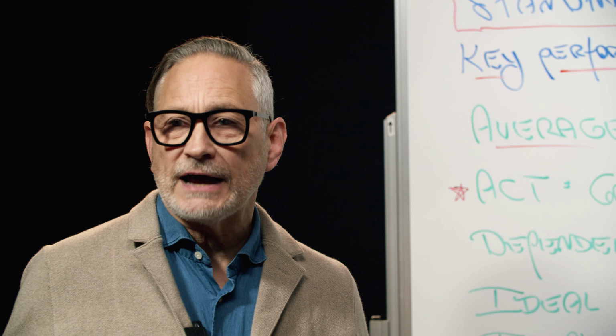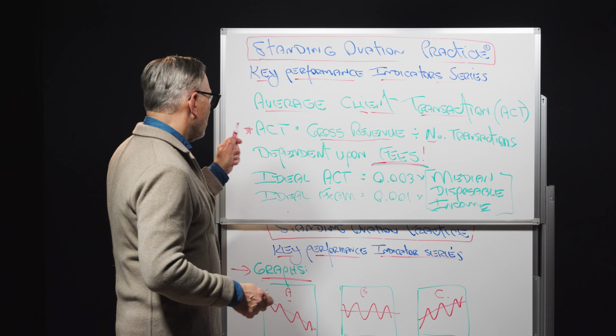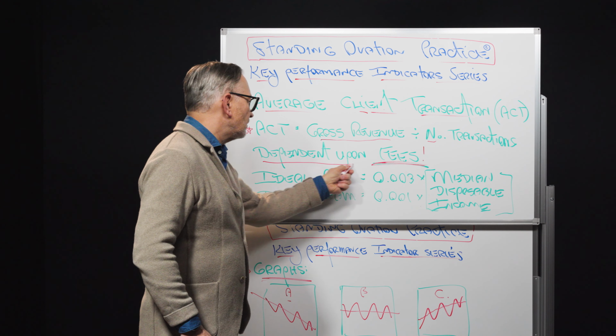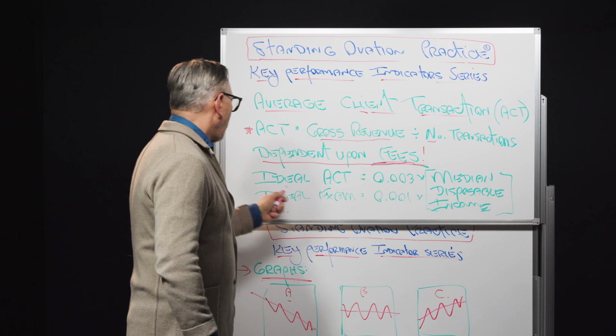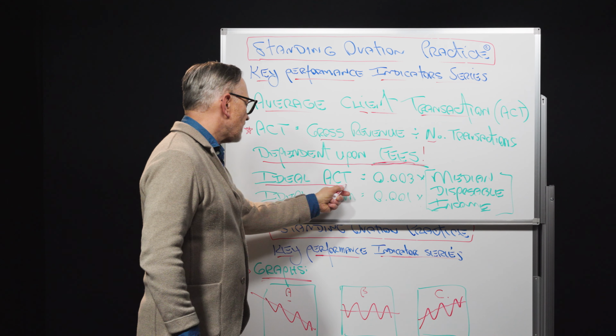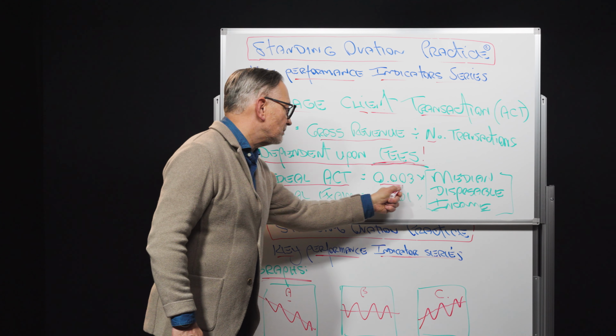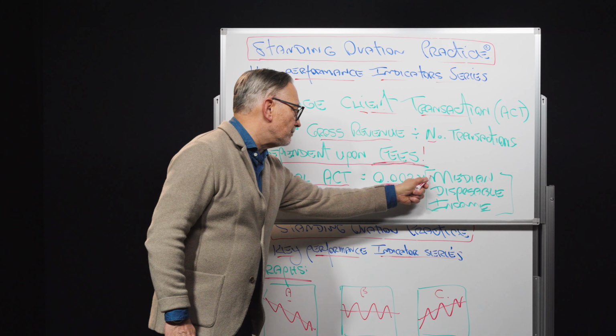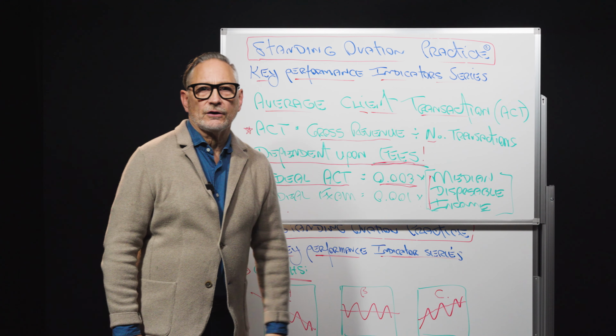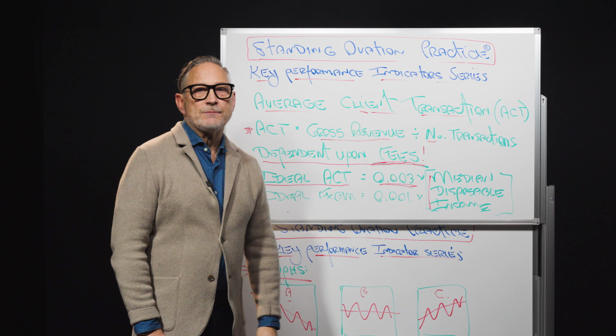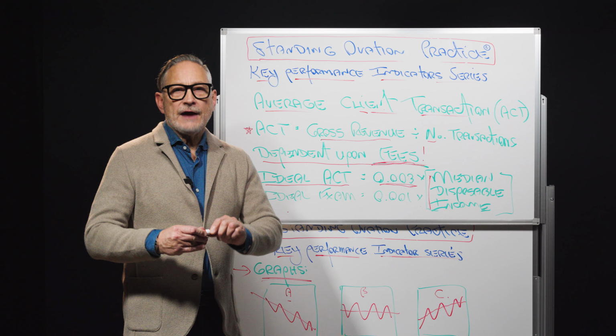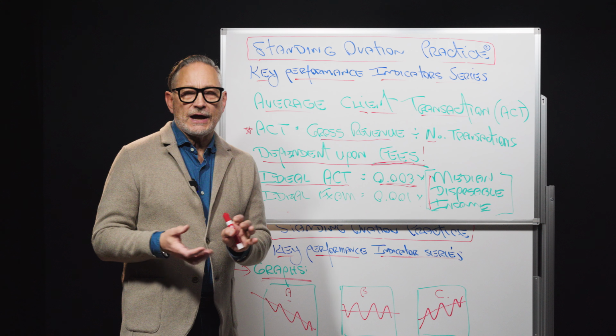So we take an average over the week. I even recommend you do a 6-month average and see what your ACT is. Now, the ACT is dependent upon what your fees are. And your ideal average client transaction, here's the formula, everybody, should be 0.003 times the median disposable income for your area. Now, the MDI, you might be wondering, what is it for your area? There is some information on the internet you can get.